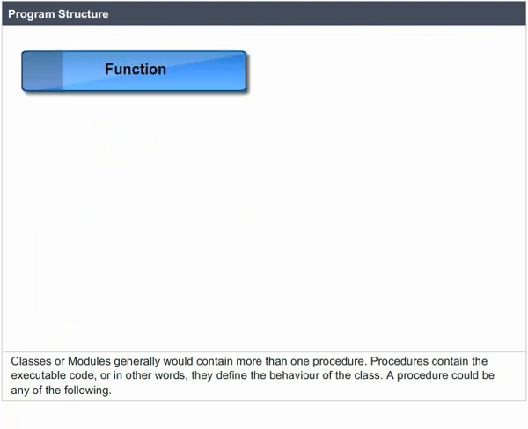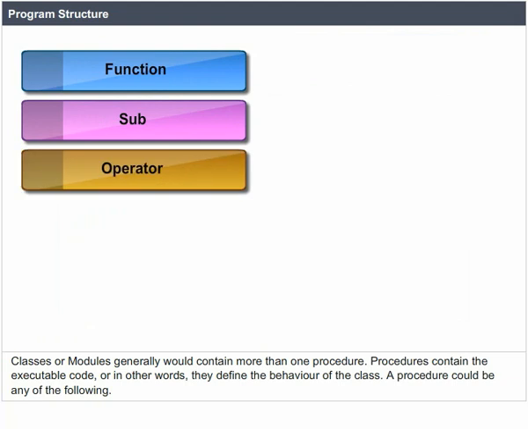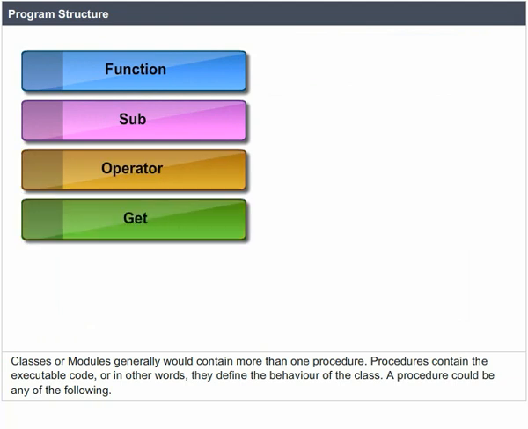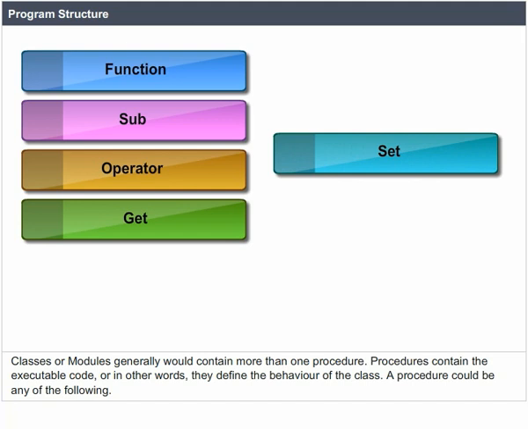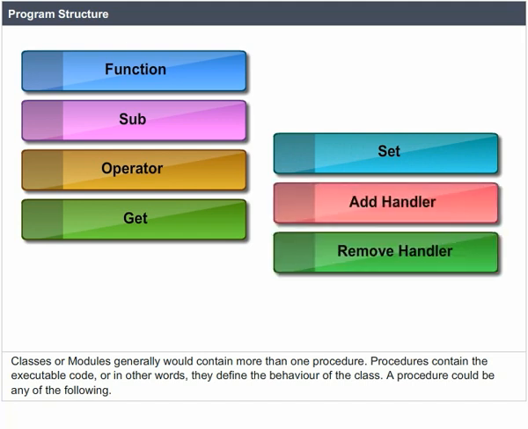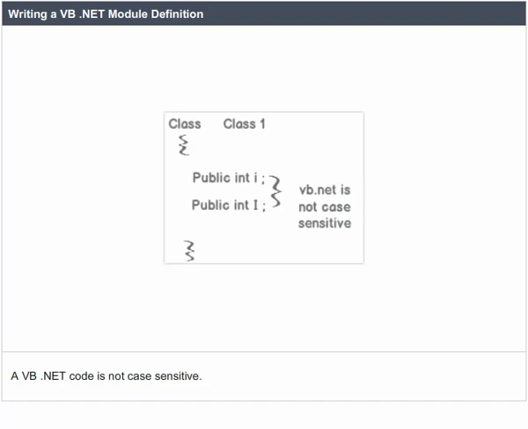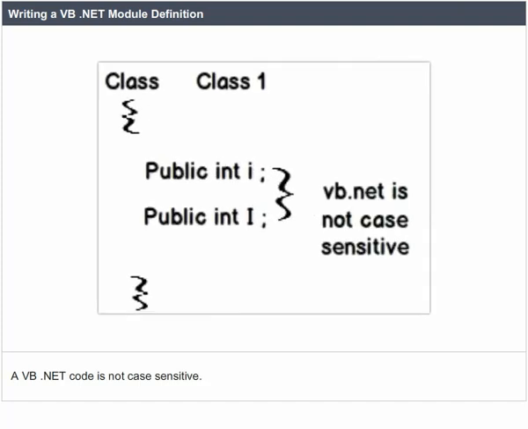Classes or modules generally would contain more than one procedure. Procedures contain the executable code, or in other words, they define the behavior of the class. A procedure could be any of the following: function, sub, operator, get, set, add handler, remove handler, raise event. Writing a VB.NET module definition.